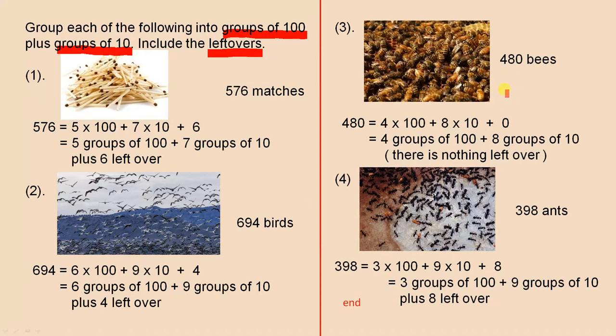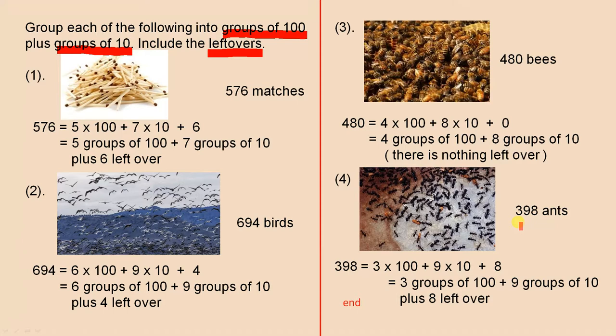480 bees. 480 equals 4 times 100 plus 8 times 10 and nothing left over, which is 4 groups of 100 plus 8 groups of 10, and there's nothing left over. So that number can be divided perfectly into groups of 100 and groups of 10, but there's nothing left over.